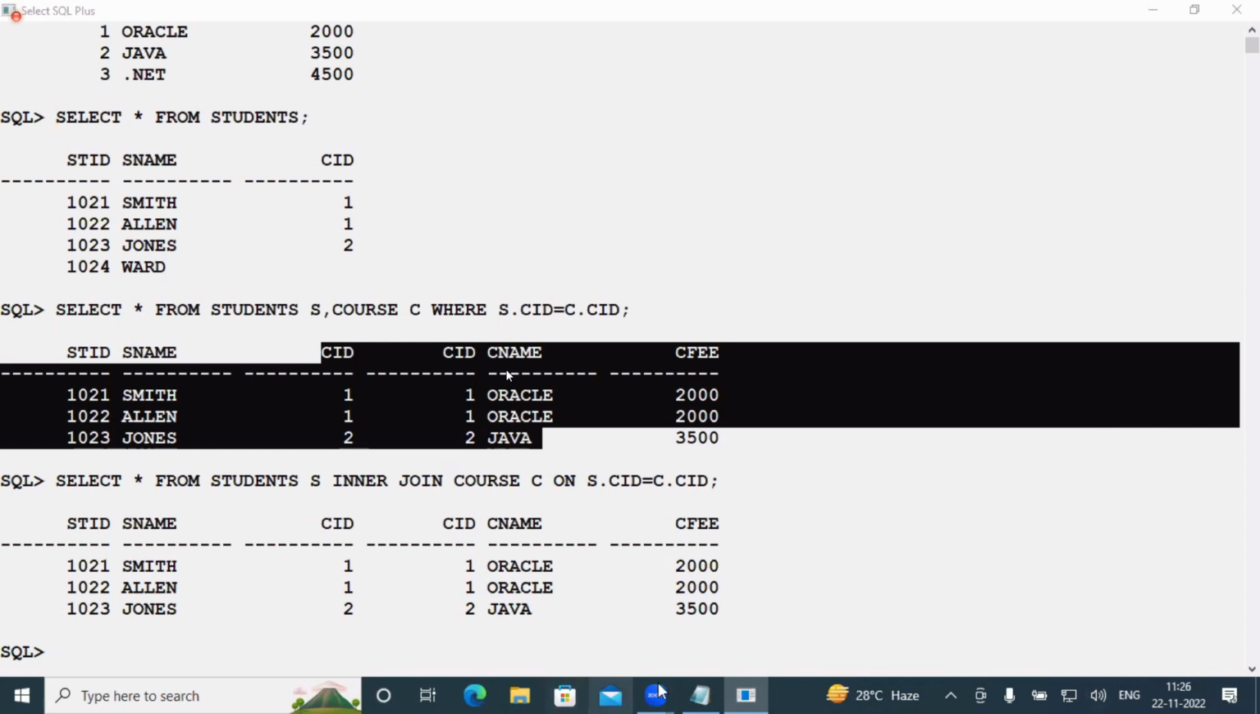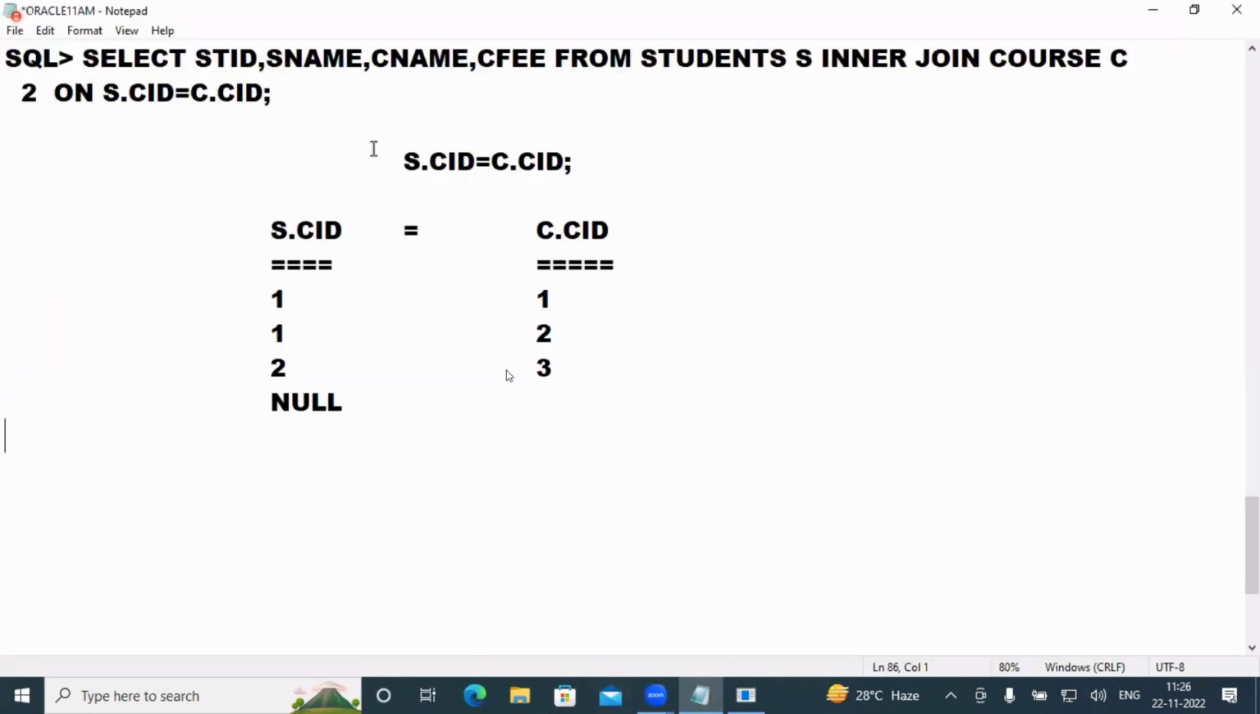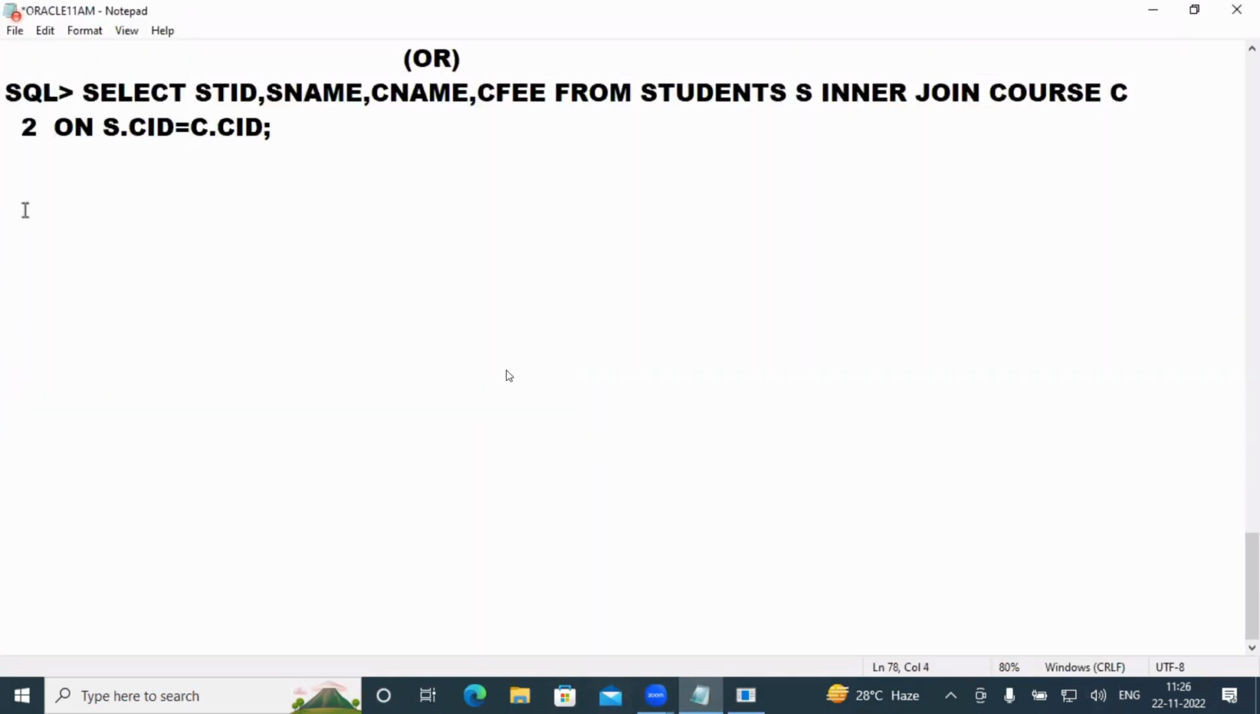Okay, so that means here, there is one rule. The rule of joins. What does the rule of joins mean? How the joins are working, in any join, not only equijoin. Any join works like this only. This is a common rule of your joins.